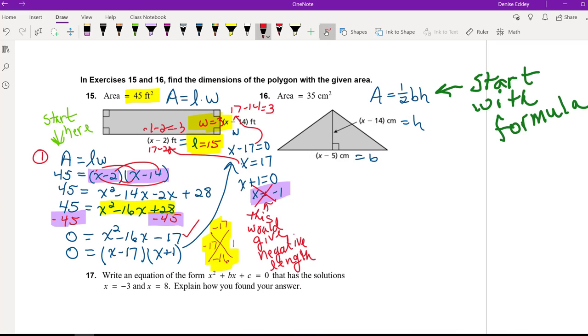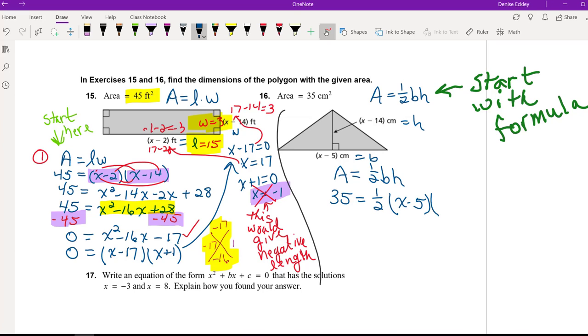All right, so let's do the same thing with the triangle. The only difference is that the area formula is different, and we have a half. We love fractions so much, so we'll have to get rid of that at some point. We're going to start with our area formula, and we're going to fill in everything we know. So we know the area is 35 square centimeters. We have our 1/2. We're given that the base is x minus 5, and we're given that the height is x minus 14.